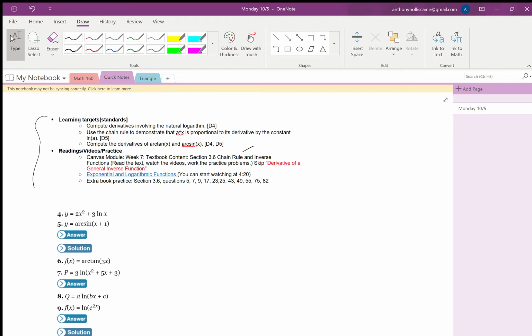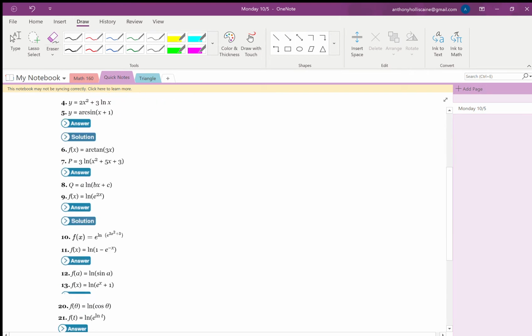And the big thing I want to get to is derivatives of inverse functions, even though we're going to skip the derivative of a general inverse function. But inverse functions are things like a natural log or arcsine or arctan and stuff like that. Technically, the square root is also an inverse function.